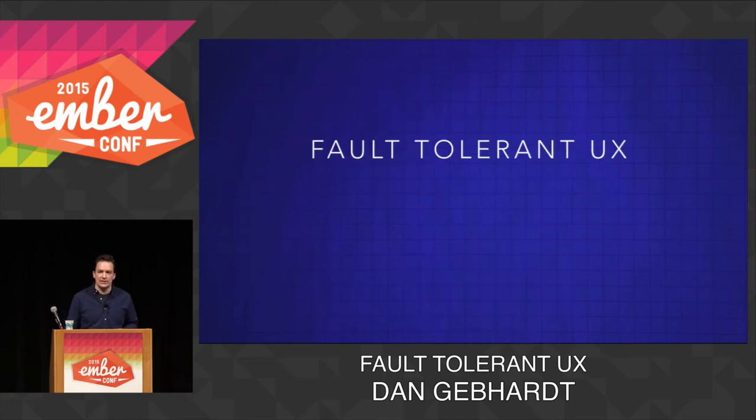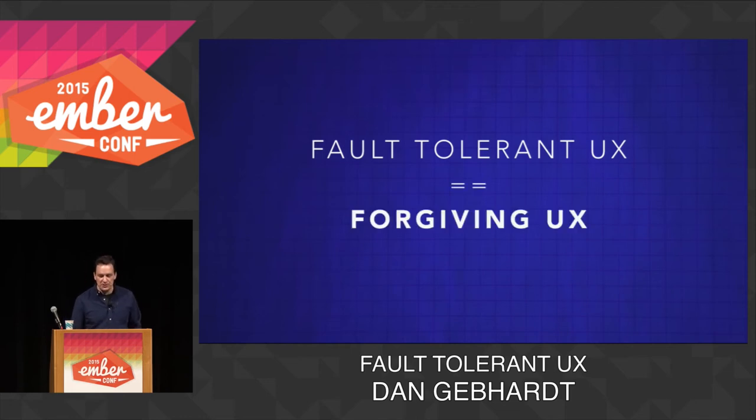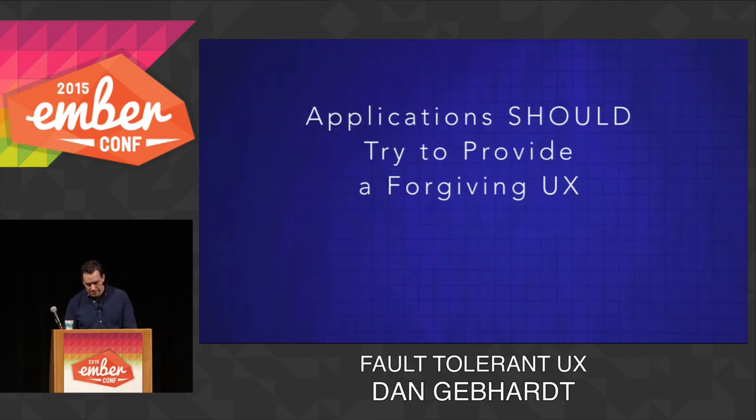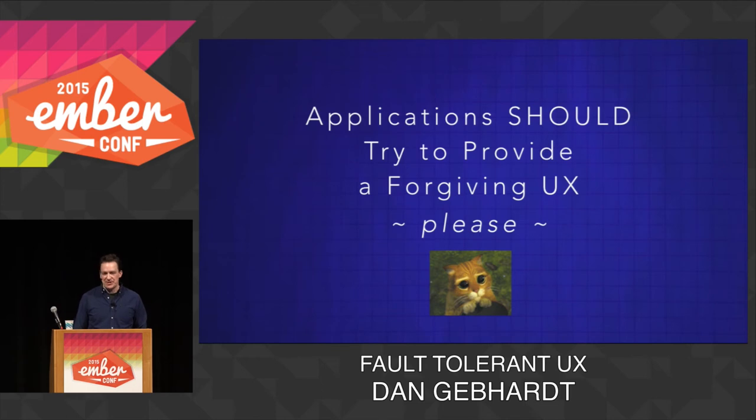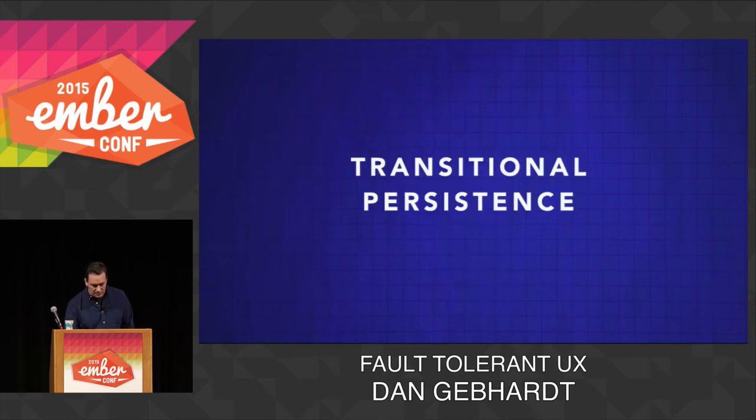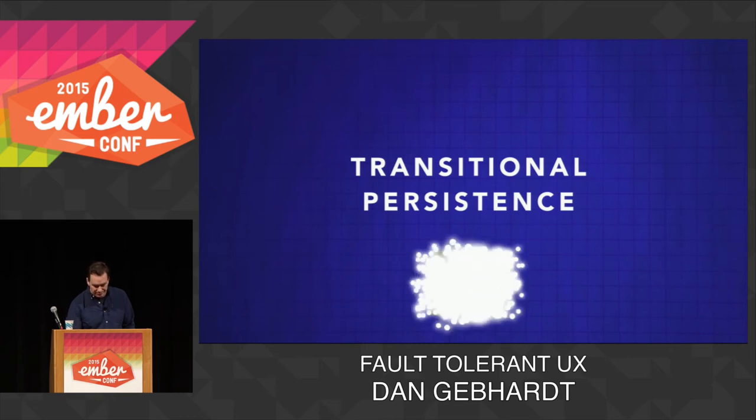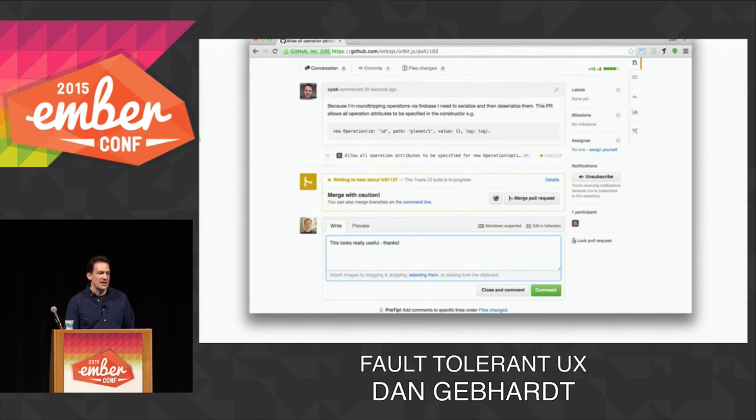But there's another aspect of fault-tolerant user experience, and that is kinder and gentler. It's a forgiving user experience. Applications should try to provide a forgiving user experience. For the love of kittens, this is going to make people happy. One aspect of a forgiving user experience is to provide transitional persistence, perhaps meaning to persist data that has not yet been saved but is in the process of being edited.